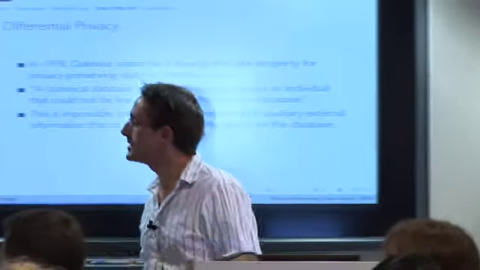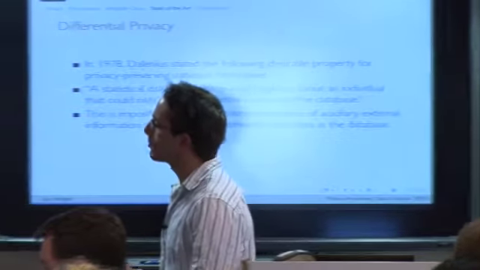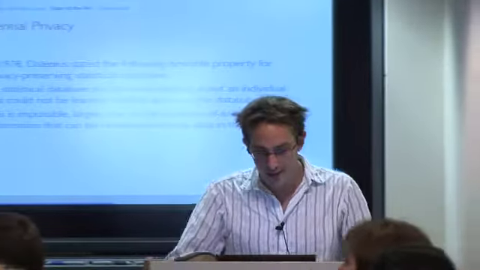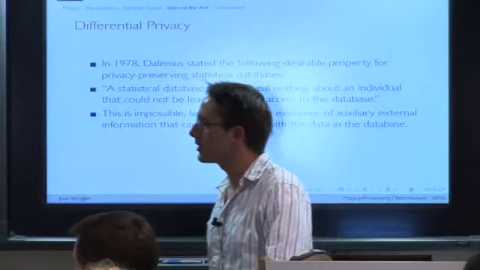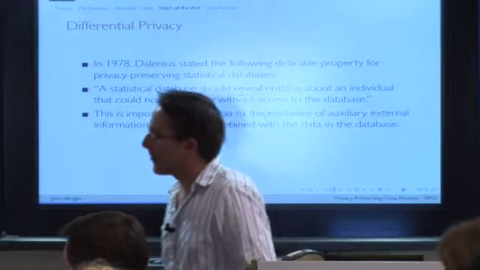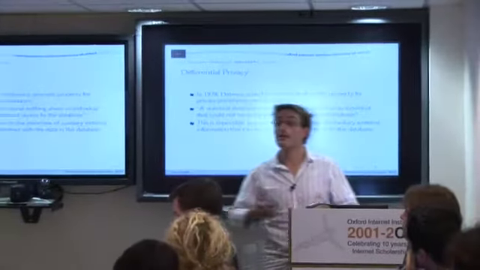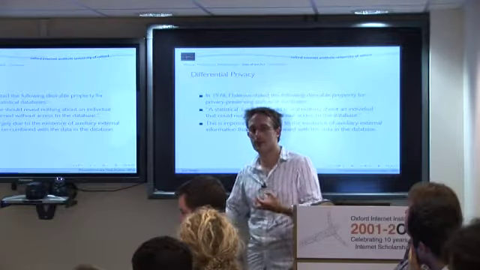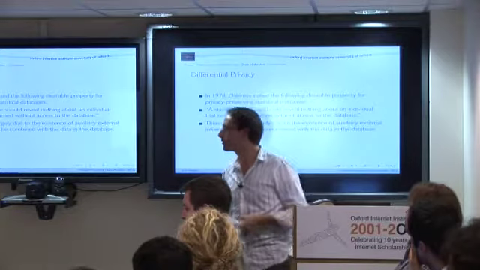So in 1978, a statistical database researcher said that there was a desirable property for privacy-preserving statistical databases. This property was that a statistical database should reveal nothing about an individual that could not be learned without access to the database. So the idea here is that if something bad happens because you accessed the database, it could have happened even if you didn't access the database. There is nothing in this database that you can use to harm someone that wasn't out there already. That's the idea that is being put across here.